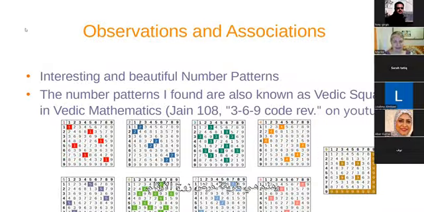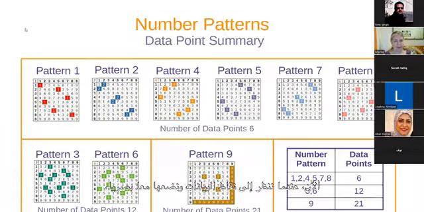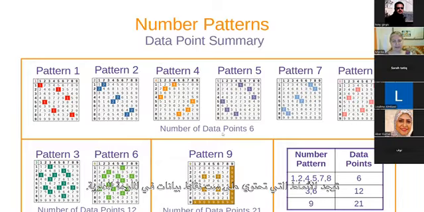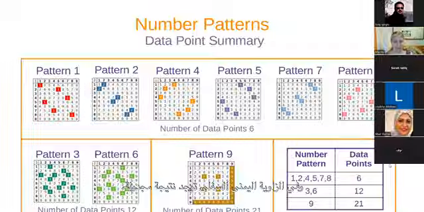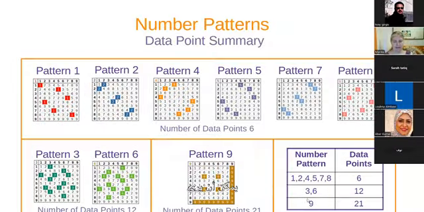And these are the number pattern view. Now, when we look at the data points, I put them visually together. The patterns with 6 data points are in the upper panel. The patterns with 12 data points are in the lower left corner. In the lower middle is the pattern with 21 data points. And in the lower right corner is a tabulated outcome, where we can see that we have different amounts of number patterns that have different data points.